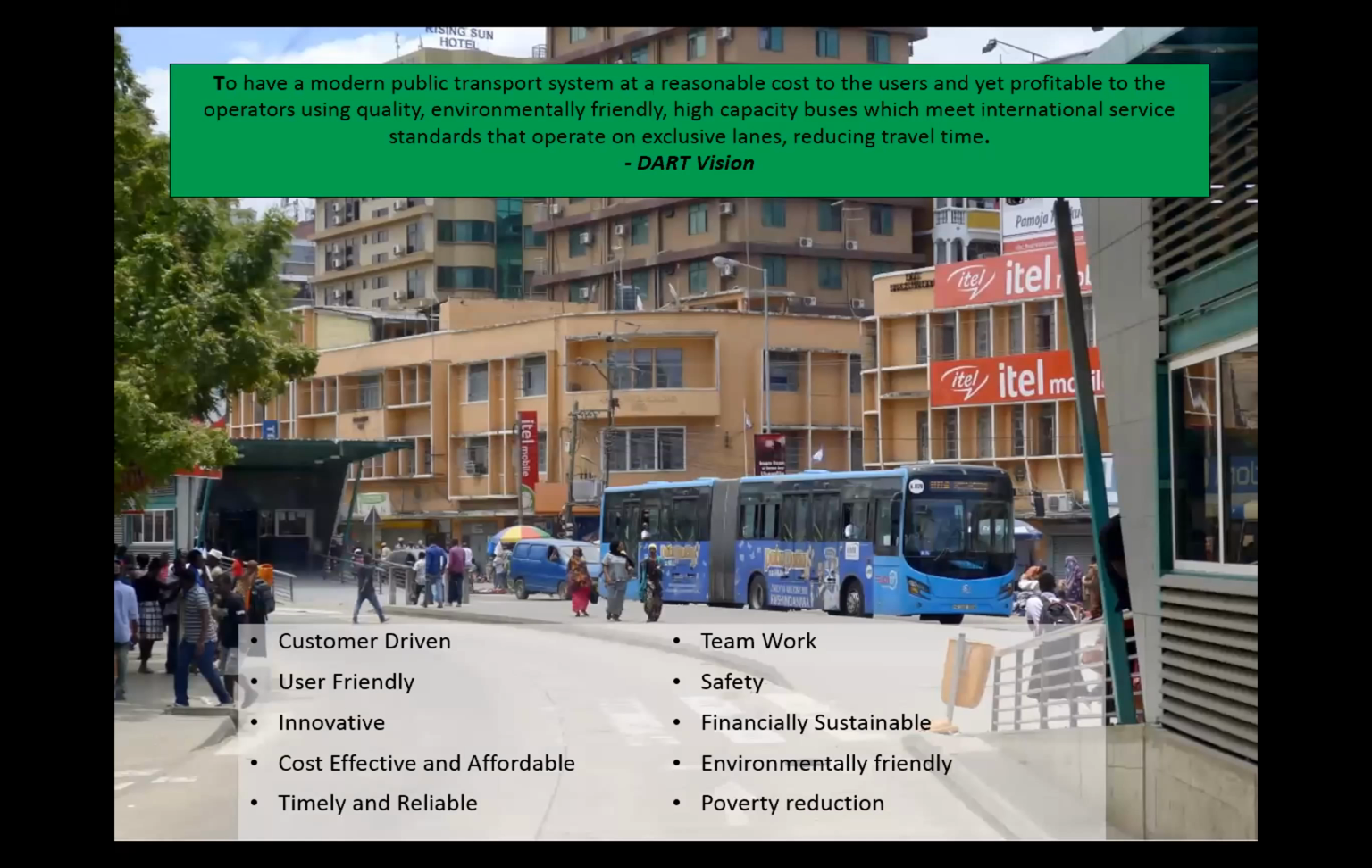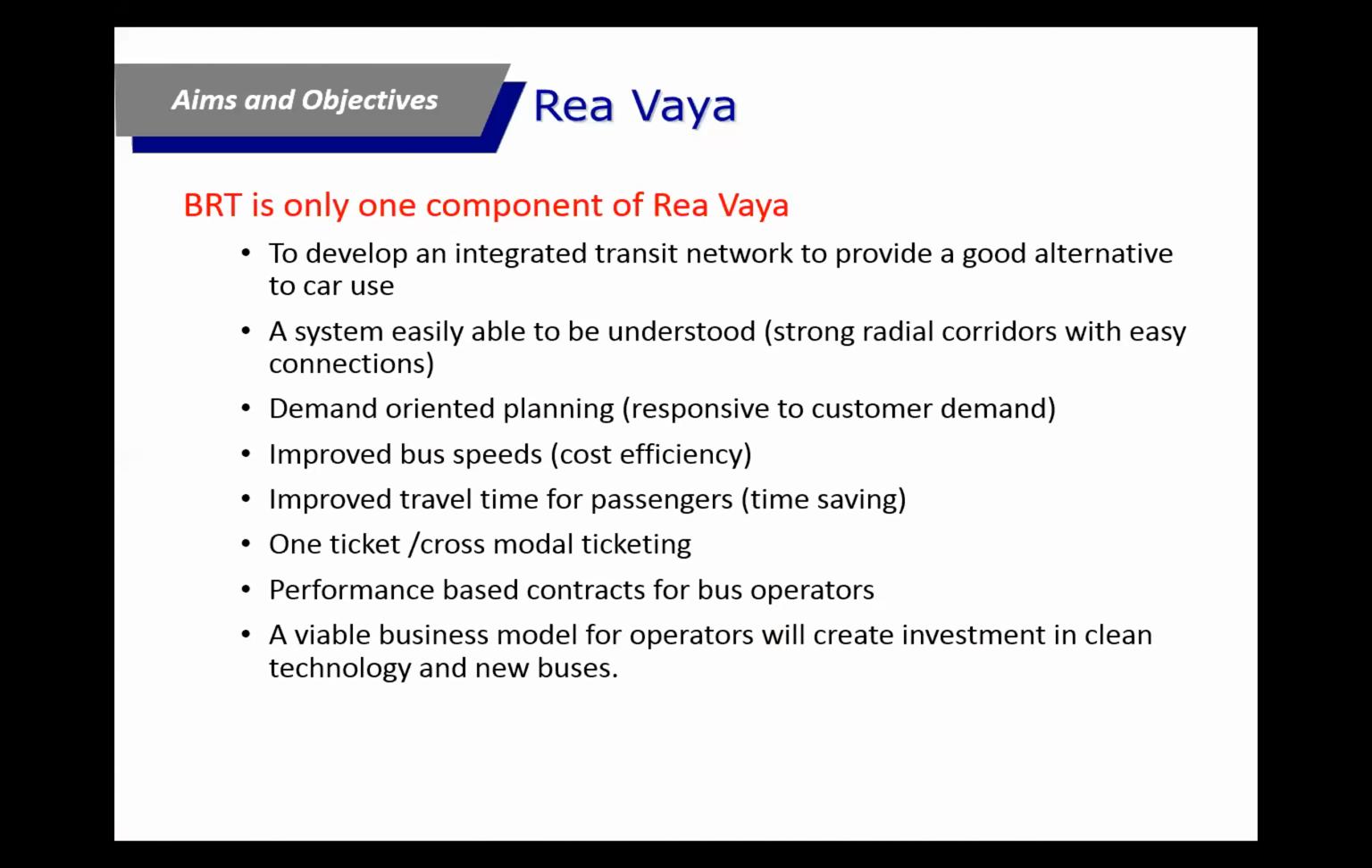So in Dar es Salaam, they had a vision to have a modern public transport system at a reasonable cost to the user, yet profitable to the operators. They were very clear about what their objectives were. They were very clear about what their values were. So their values were to be customer-driven, user-friendly, innovative. All of these things were important foundations for creating the institutions that would be running the system.